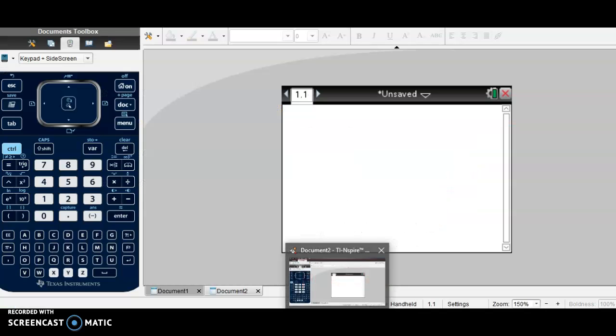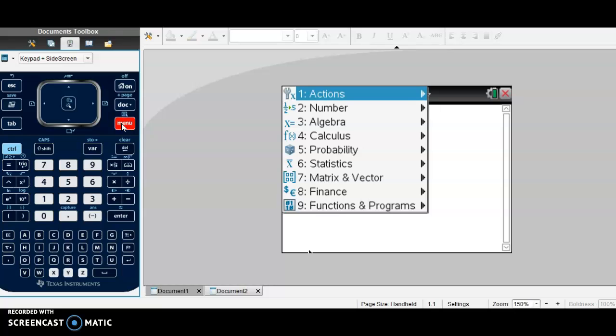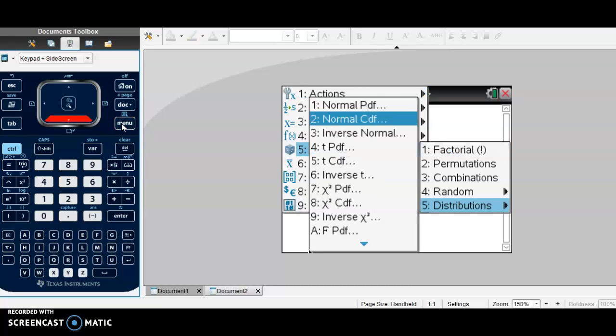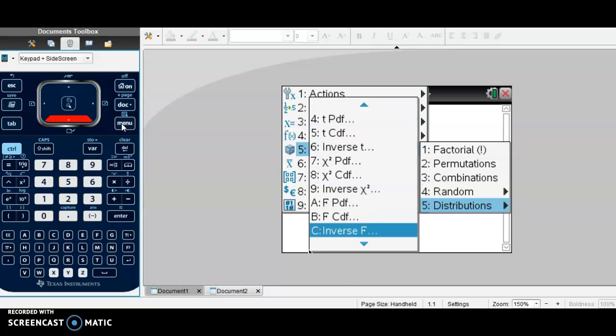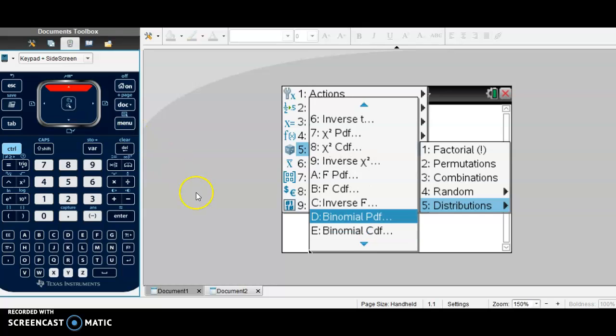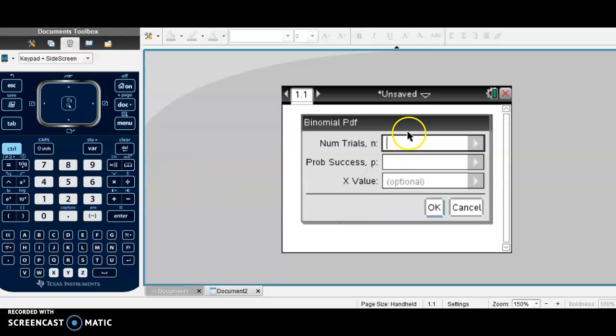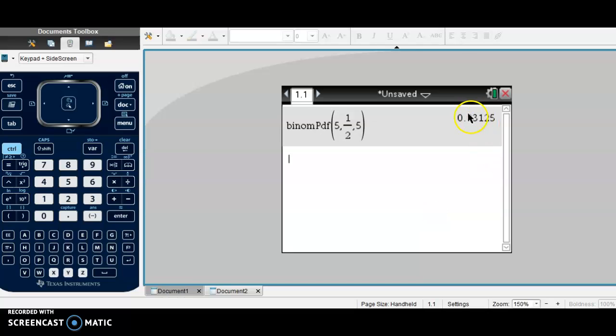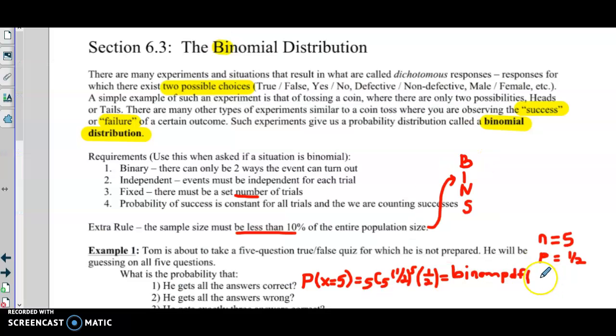So let's go to the calculator and let's compute this using a Binomial PDF. That formula is a lot of work. So I got a menu, probability, distributions, and if I scroll down, it might be a different letter in yours. There's Binomial PDF. I have 5 trials. My probability is 1/2. And I want all 5 successes. I click OK. I get 0.031. So what this looked like, it was 5, 1/2, 5. And I got 0.031.